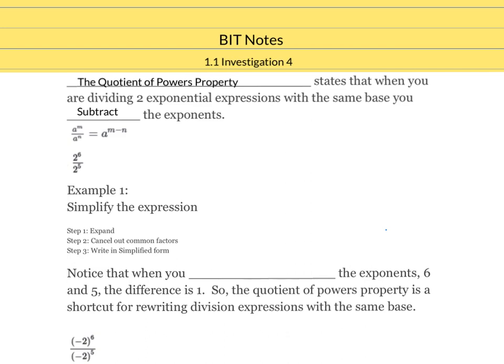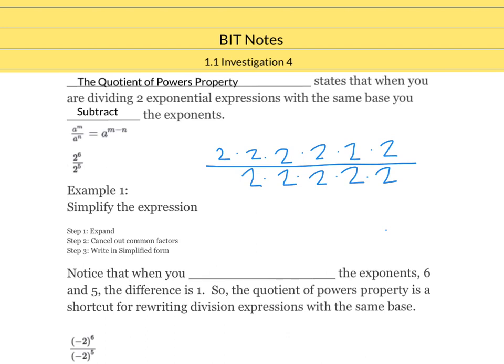Here we are going to expand 2 to the 6th, so 2 times 2 times 2 times 2 times 2 times 2, all over 2 to the 5th, 2 times 2 times 2 times 2 times 2. Then we can just cancel out any 2 from the top that matches with a 2 from the bottom. So there's 1 on top, 1 on bottom, and so on, top and bottom.